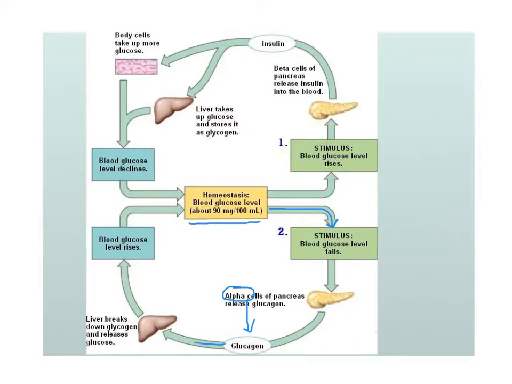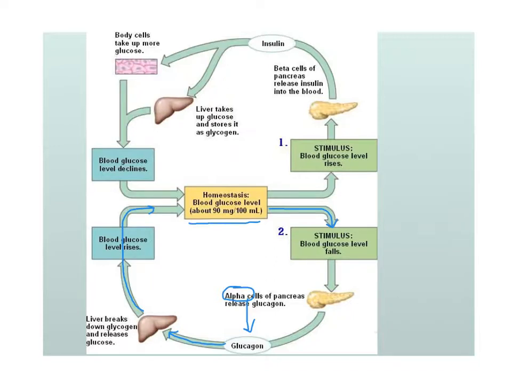Now that tells the liver, which is the main storage of glycogen. Glycogen is how animals store glucose. They store it as glycogen. They also store it as fat. That's the main energy storage. And it tells the liver to turn that glycogen into glucose and release it in the blood. And that'll cause the blood glucose levels to rise to make it back into homeostasis.